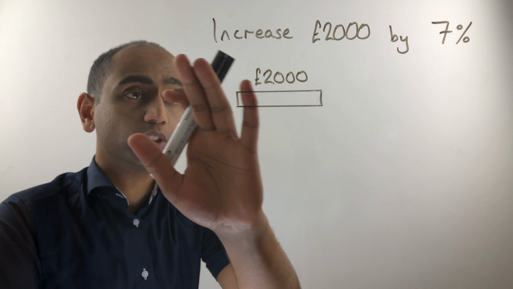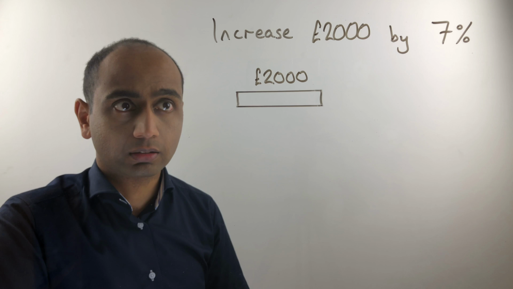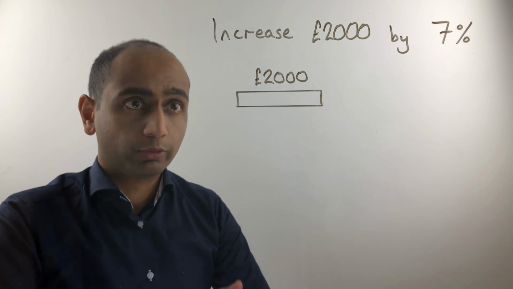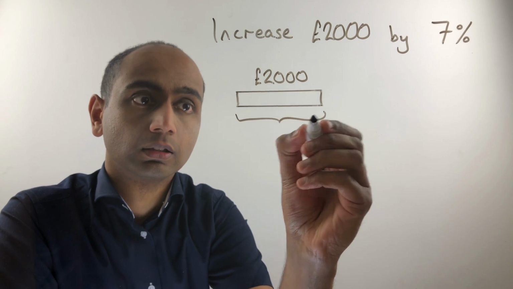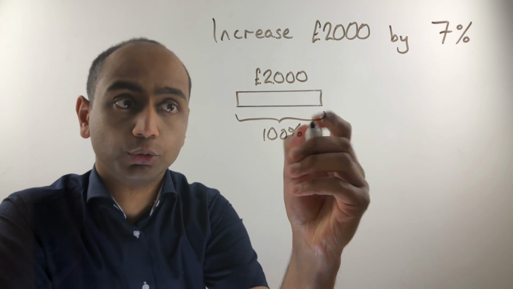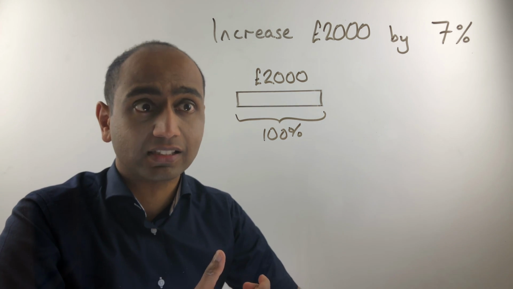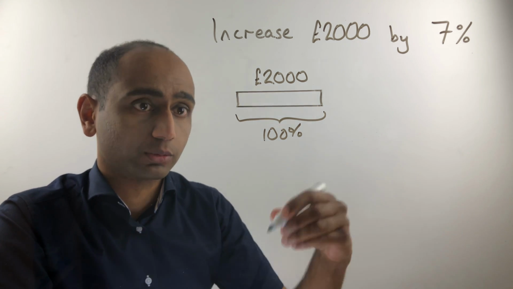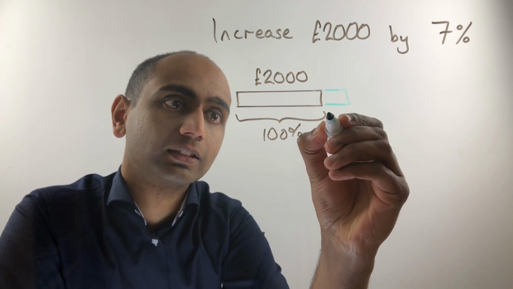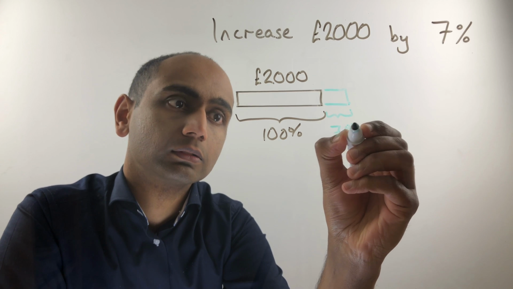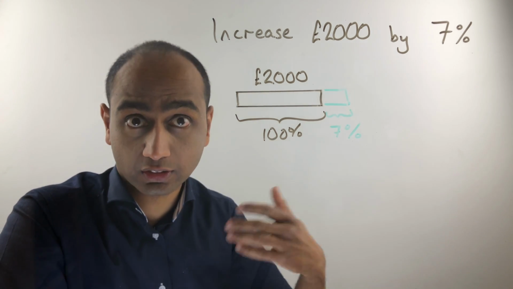In this example, we want to increase £2,000 by 7%. Now, we've got the original £2,000, that's worth 100%. Or in other words, that is 100% of £2,000. And what we need to add on to that is 7% of £2,000. So we'd have an extra bit added on like that. So altogether what we're looking for is 107%.